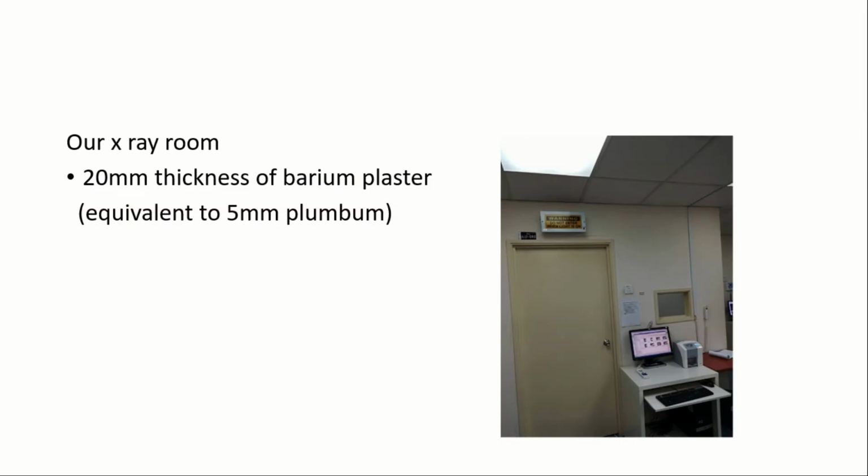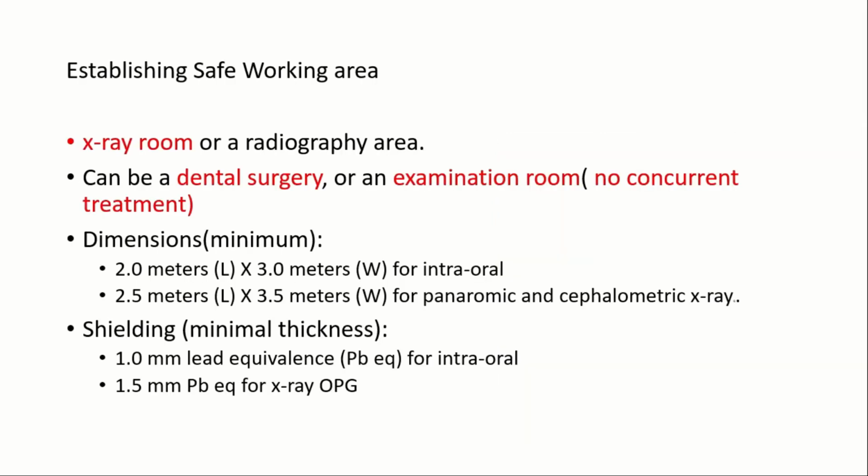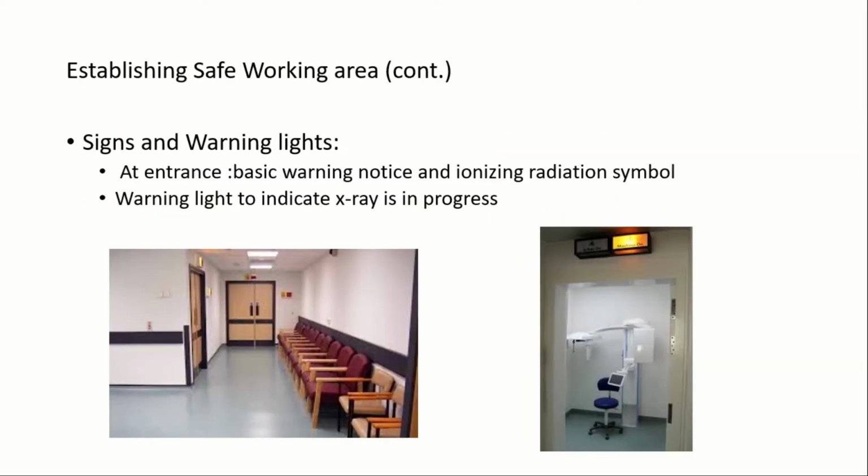Okay, so the one that we have in level 17, I'm sorry, it has 20 millimeters thickness of barium plaster also inside, which is equivalent to 5 millimeters of lumber. Okay, I think this is more than enough. Okay, so beside X-ray rooms, beside the X-ray equipment, all the film, you need to come up with the safe working area as well.